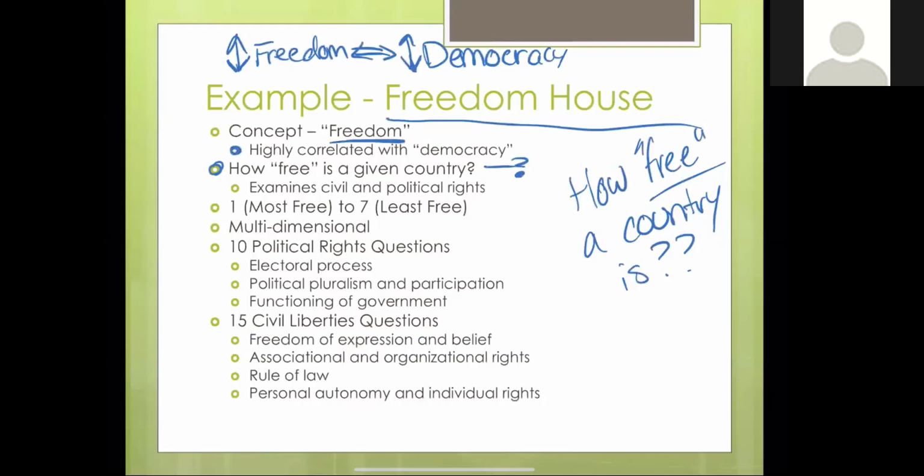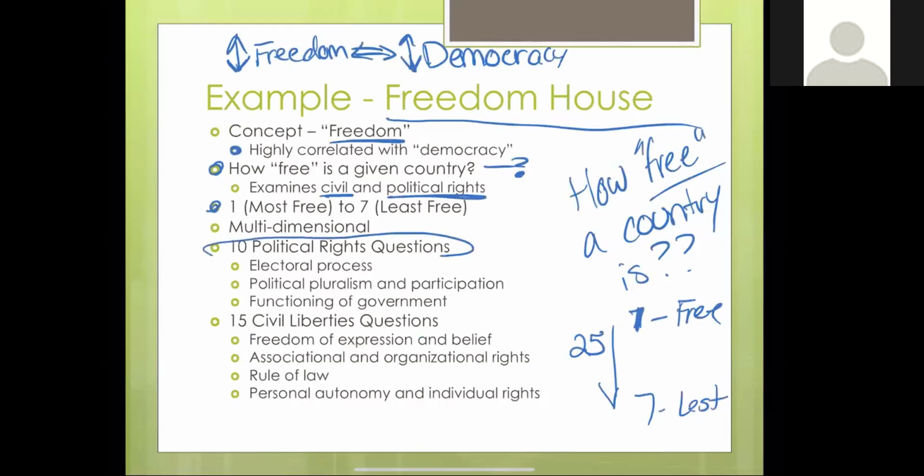And to be able to measure it. So what happens? Well, they came up with a list of both civil and political rights. And on a scale of 1 to 7, they decided that if you have 1, that is very free, and you work your way down to 7, which is least free. There would be 25 total questions measured on this scale.